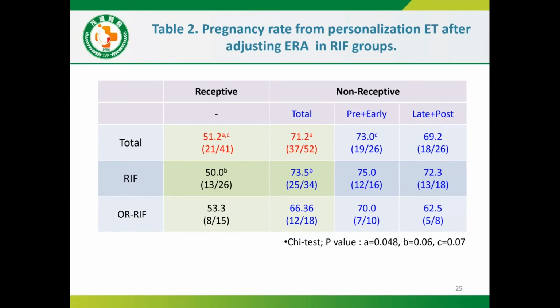The pregnancy rate from personalized ET after adjusting by ERA in the IF group is shown in Table 2. The pregnancy rate of receptive implantation states was lower than non-receptive implantation states, like 51.2% compared with 71.2% in total IF cycles. The pregnancy rate after adjusting by ERA, in both IF and oocyte recipient groups, increased in non-receptive implantation states compared with receptive implantation status.